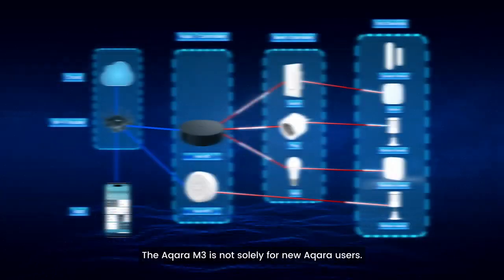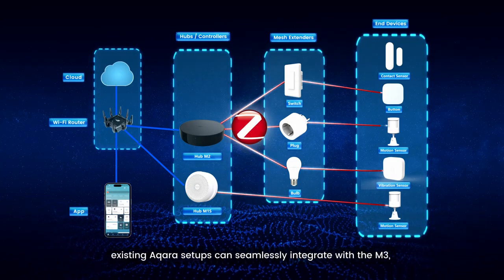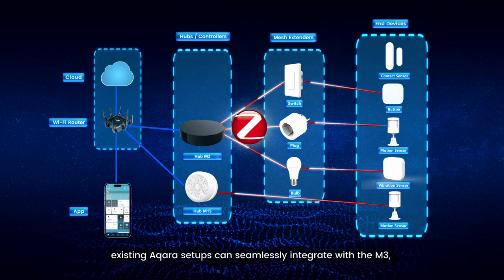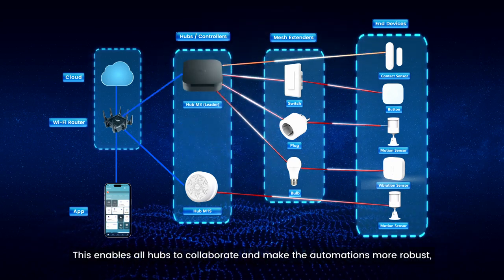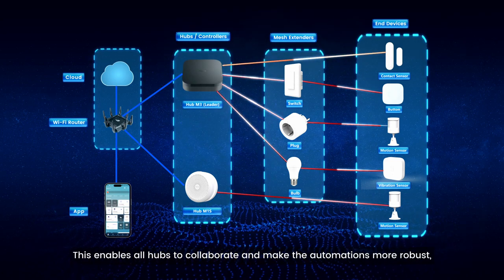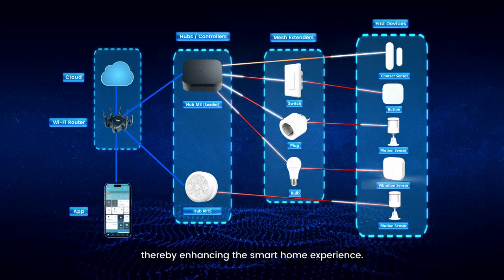The Aqara M3 is not solely for new Aqara users. Thanks to the hub replacement feature, existing Aqara setups can seamlessly integrate with the M3, which will become the leader among the existing Aqara hubs. This enables all hubs to collaborate and make the automations more robust, thereby enhancing the smart home experience.